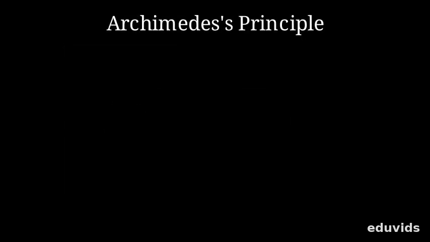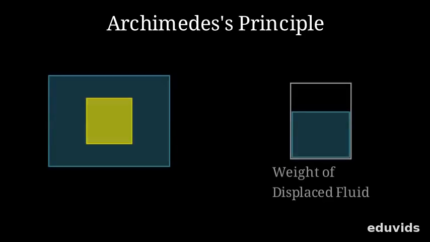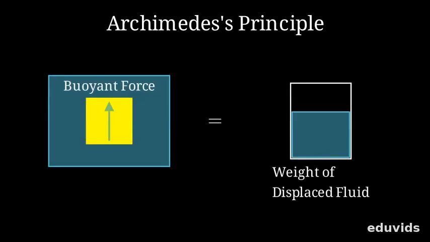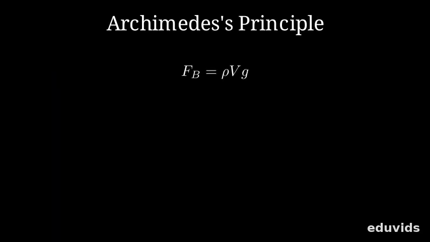Here's Archimedes' brilliant insight. The buoyant force on a submerged object equals the weight of the fluid it displaces. Let's look at the math. F_b equals rho V g. F_b is the buoyant force. Rho is the fluid's density. V is the volume of displaced fluid. And g is gravity. It's like a trade. To float, an object must displace its own weight in fluid.